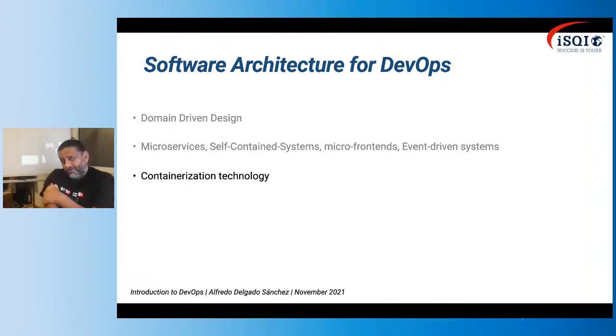Also a very important technology that makes the implementation of DevOps easier is containerization technology. For example, things like Docker or Kubernetes are technologies that allow us to implement DevOps more easily. Of course, we can also implement DevOps with other kinds of technologies, but these newer technologies have many advantages when used in DevOps. Another important part regarding software architecture for DevOps is the use of the cloud and everything that is offered in the cloud.